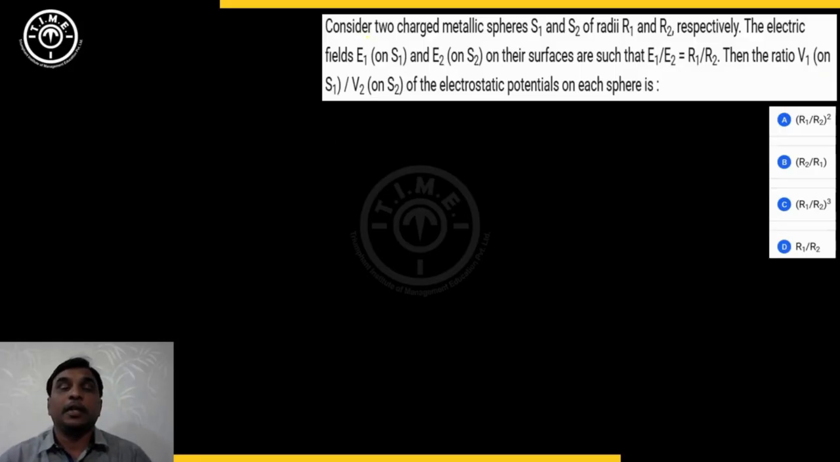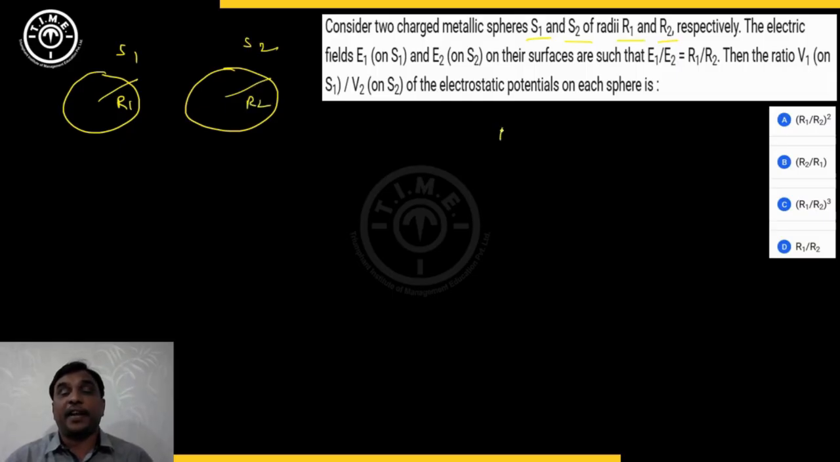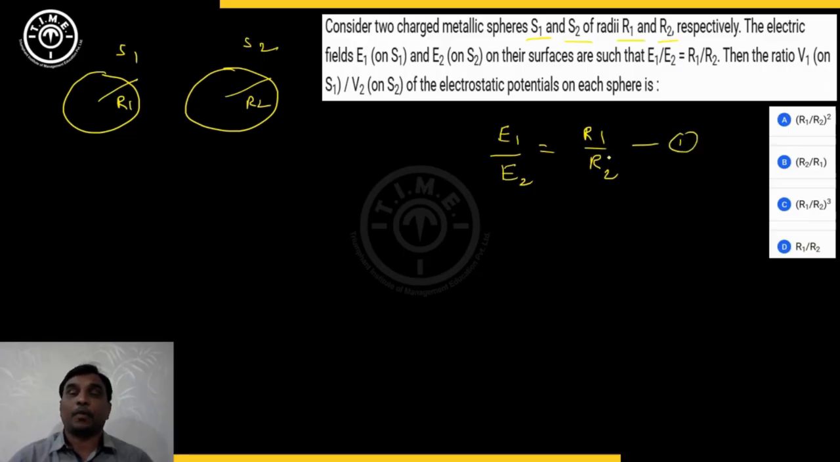Consider two charged metallic spheres S1 and S2, of radii R1 and R2 respectively. The electric fields E1 and E2 on their surfaces are such that E1 by E2 is equal to R1 by R2. Two different spheres. This is a sphere whose radius is R1, and there is a sphere S2 whose radius is R2. Electric field on their surfaces is, according to him, R1 by R2. This is the given data. Then the ratio of V1 and V2, the electric potential on each sphere.